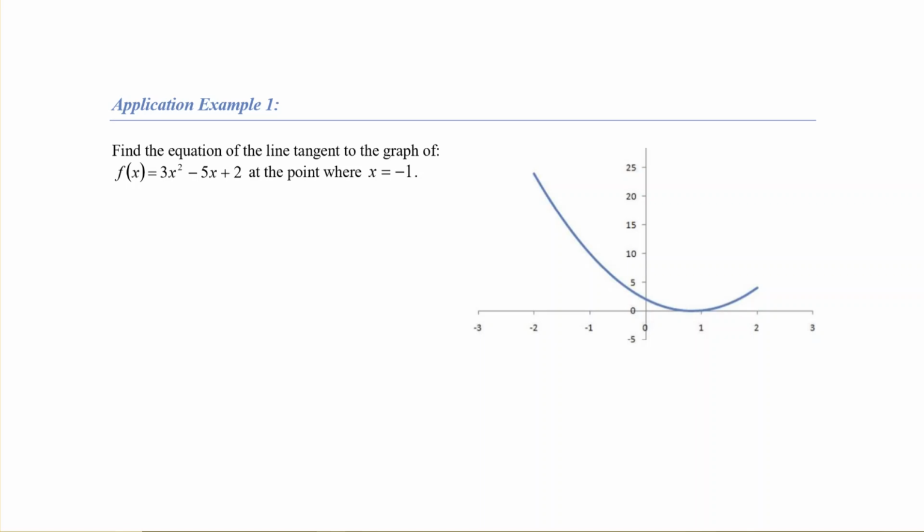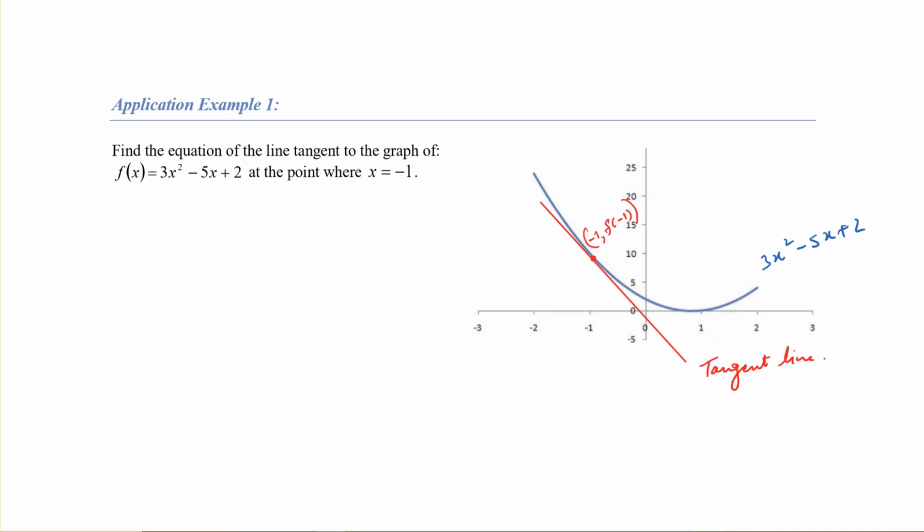The first one is: find the equation of a tangent line to the graph of the function 3x squared minus 5x plus 2 at the point x equal to -1. So x equals -1 is somewhere here, and the y value will be f of -1, and we need to find the equation of the tangent line at this point.